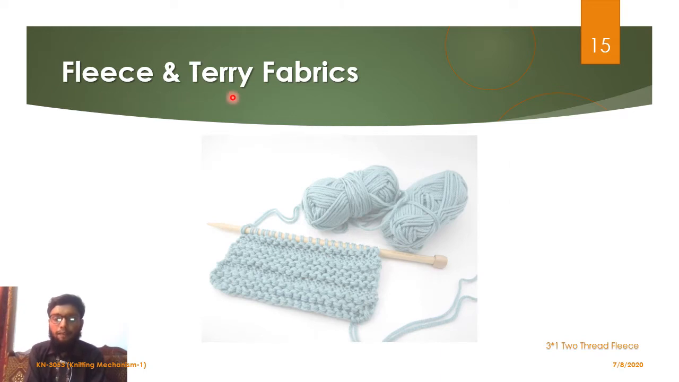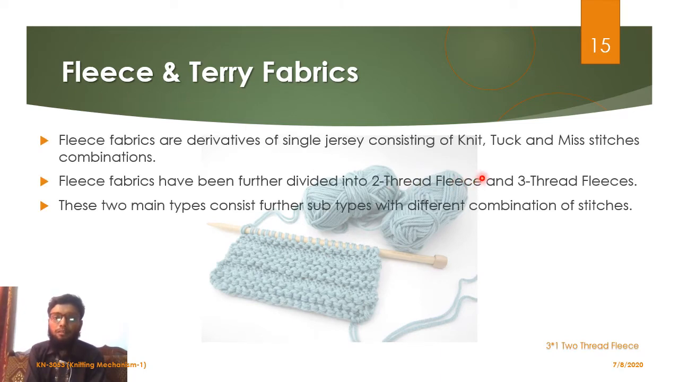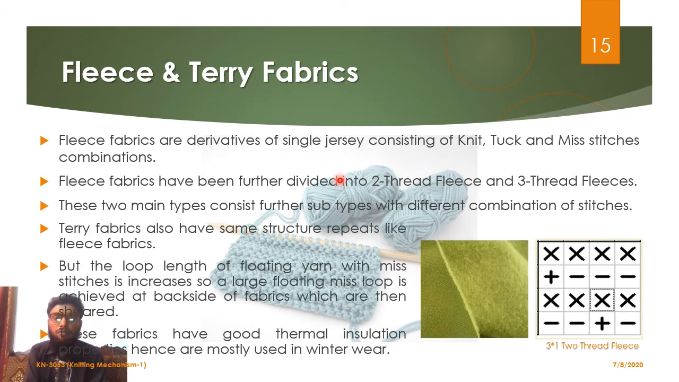Fleece and terry fabrics. These fabrics are developed by a combination of knit, tuck, and miss stitches. Both fleece and terry have the same design notations, but there is a difference in a knit parameter called loop length. The fleece can be either 2 thread or 3 thread. These fleeces have further subtypes. For example, a 3x1 2 thread fleece design notation is shown in the figure, while the terry fabrics consist of larger miss loops which are then sheared, forming an effect like that shown in the figure.